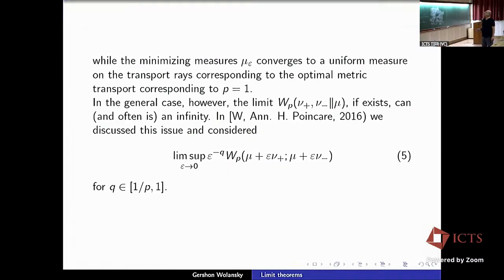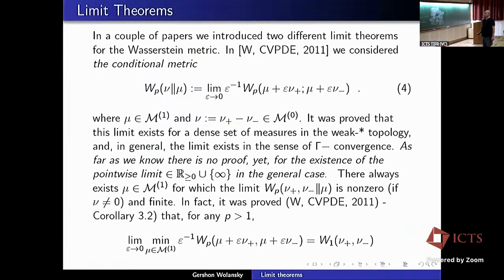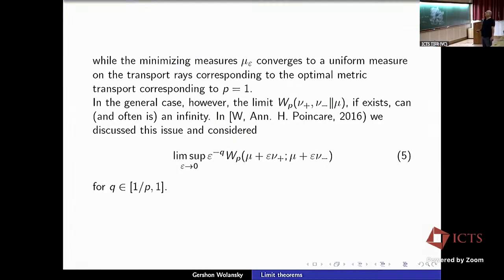So if we look for fixed epsilon and look for the minimizer mu, we know that this is a convex problem. WP, or WP to the power P at least, is convex in the measure mu. So there is an expected unique minimizer. So if for each epsilon we get a minimizer mu epsilon, they converge to a uniform measure on the transport rays, which corresponds to the W1 case.